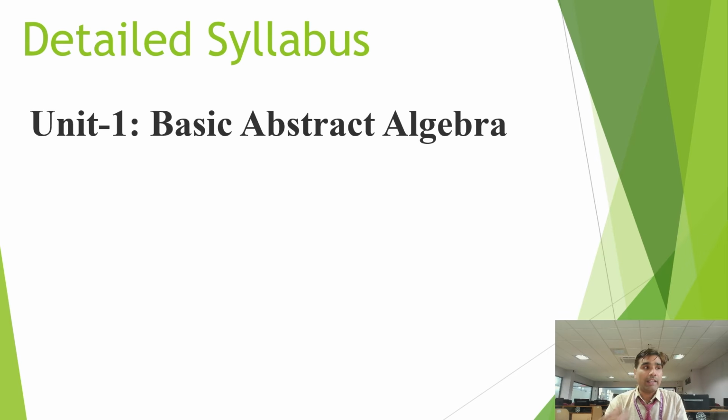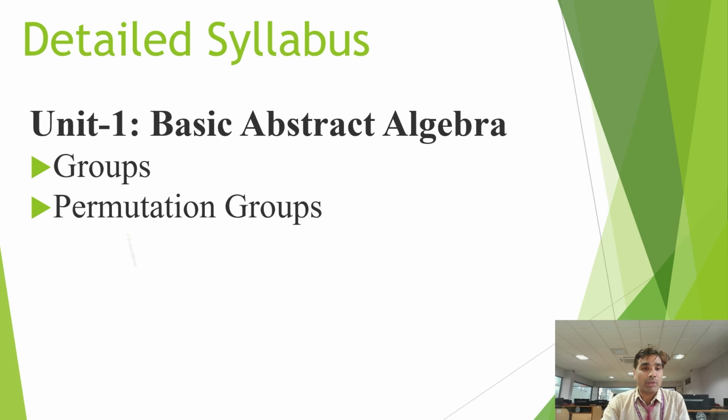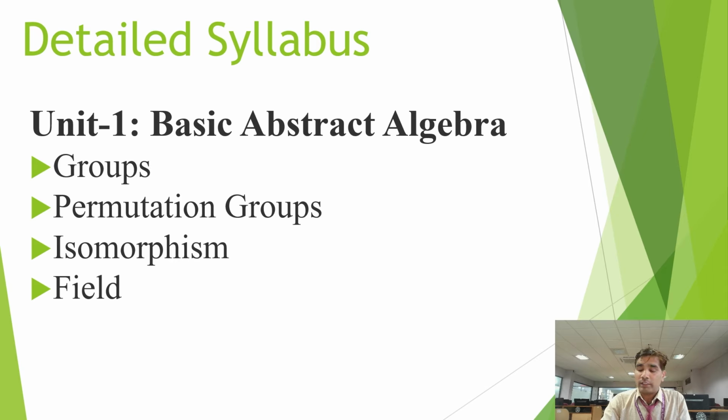So now the detailed syllabus. The first unit is basic abstract algebra, which is needed to continue in linear algebra. So here the first concepts are groups, permutation groups, isomorphism, field. These things we are going to learn, and the finite fields.